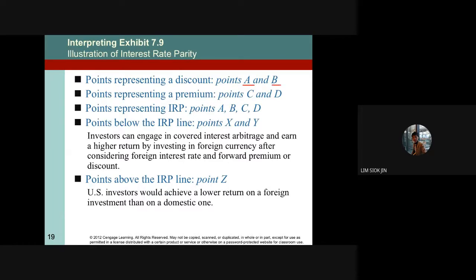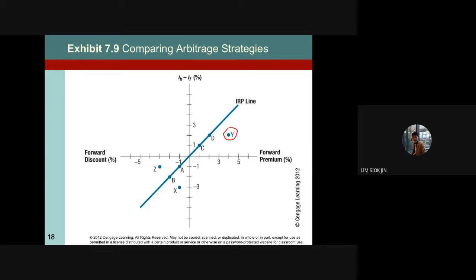At any point of AB and CD, it is an IRP. IRP is interest rate parity. Means whatever you earn, you will not get benefit because of the forward premium or forward discount. However, whatever is below the IRP line, below X and Y, can you see that? Can you see Y means what? Forward premium is 4%, but the interest rate differential is only 2%. See that? It's different. And here is 3% and 1%. So it's different. Okay, you can see that it is different.